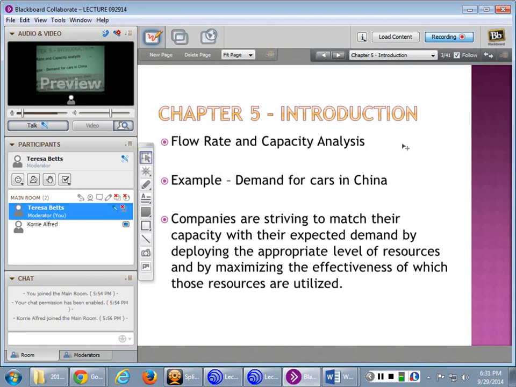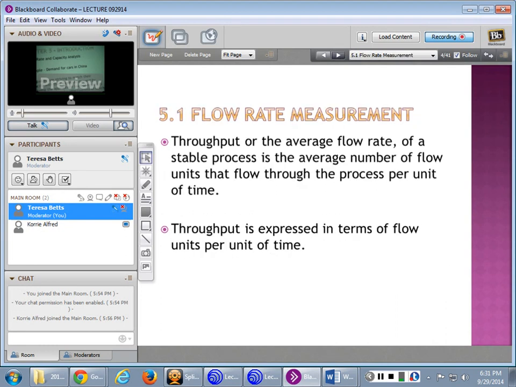So that's kind of what we're talking about in this chapter: how do we look at the different resources that are in play. We'll talk generally at first about different resources in play, and they can all be equal. We're going to look at capacity and where our bottlenecks are, and then we're going to break that down into, well, what if they have different values associated with them? So, flow rate measurement.